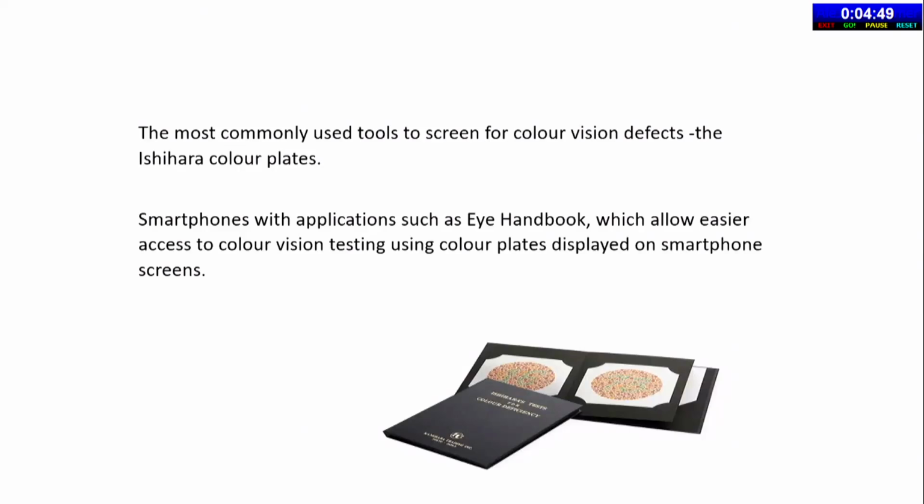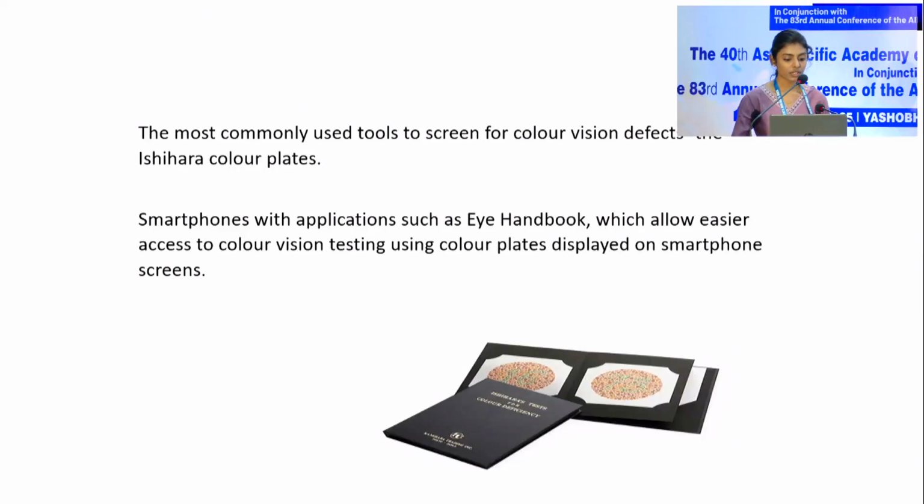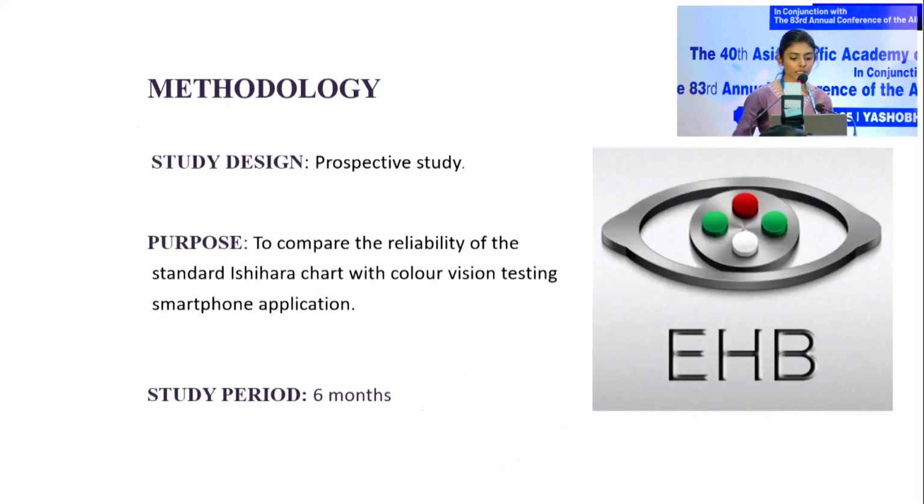Good afternoon all. I'm here to present my study on comparing the reliability of Ishihara chart with smartphone application color vision testing. Color vision is an important form of human visual perception. The most commonly used tool to screen color vision defects is the Ishihara chart. Nowadays, smartphones are widely available, so applications like iHandbook allow easier access to color vision testing using color plates displayed on the smartphone screens. It is a prospective pilot study done to compare the reliability of the standard Ishihara chart with a color vision testing smartphone application, done for a period of 6 months from June 2024 to December 2024.